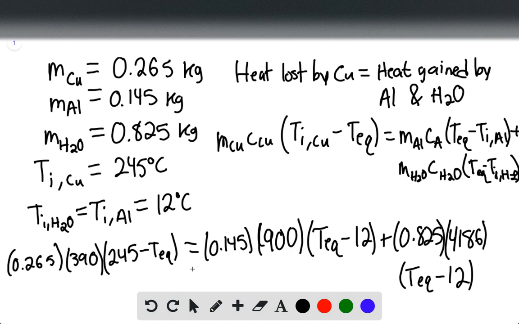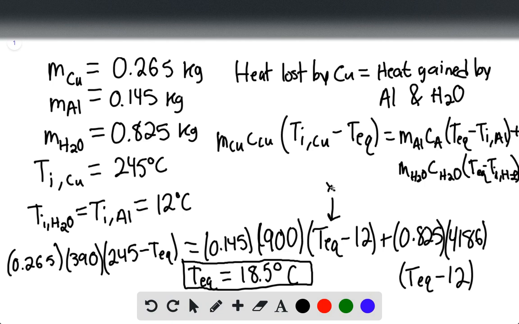And when we use the solve function, we can say that the equilibrium temperature is going to be equal to 18.5 degrees Celsius. So this will be our final answer. Again, you can simply use the solve feature on any TI-84, TI-85, TI-89 calculator and solve for the equilibrium temperature by plugging this equation in. You can say that T equilibrium could be considered X and then solve for X. So again, that final answer is 18.5 degrees Celsius.